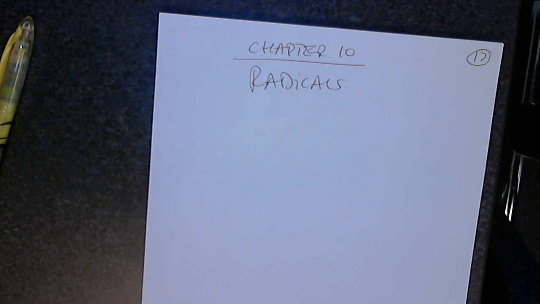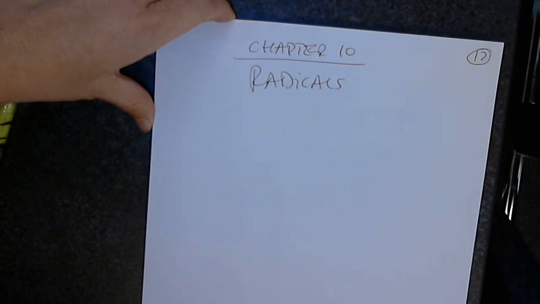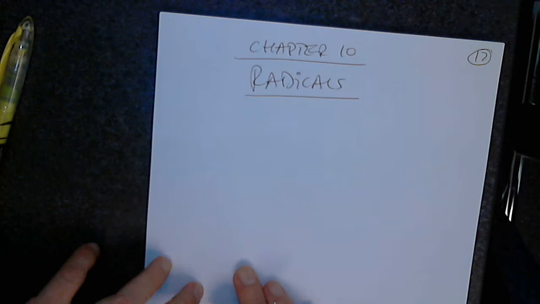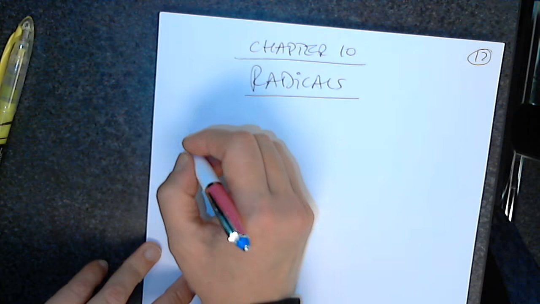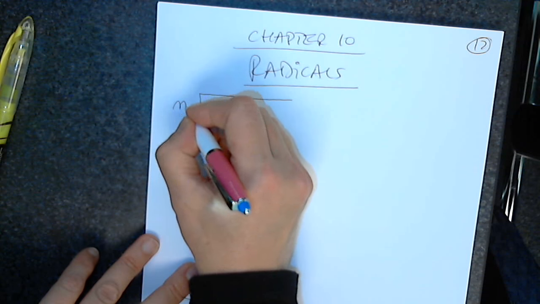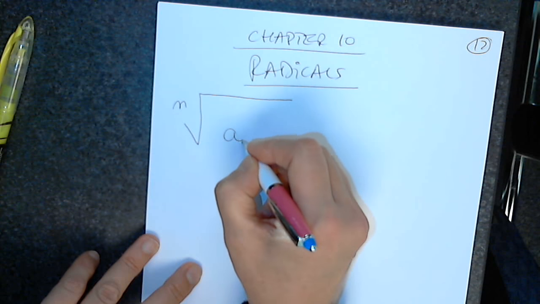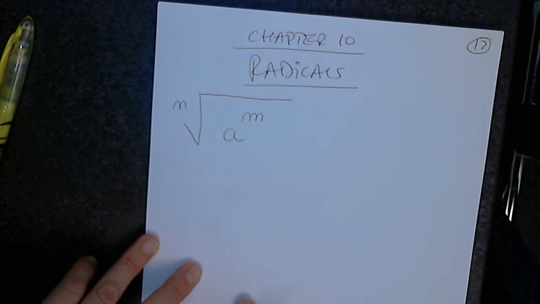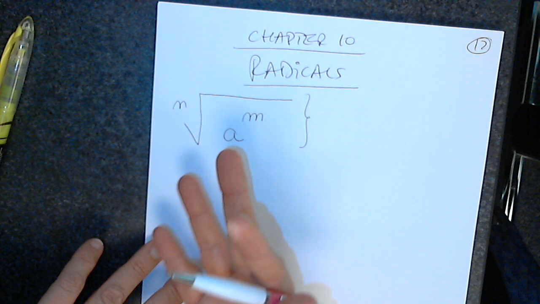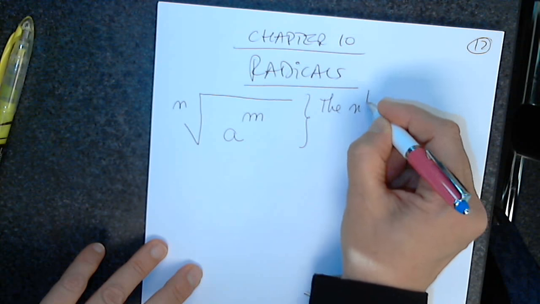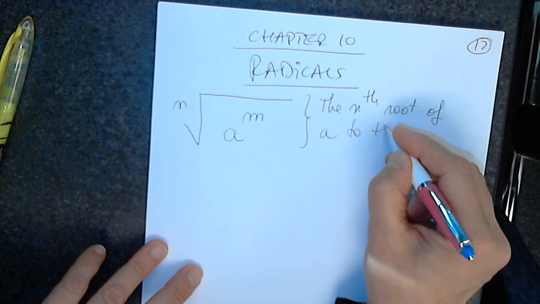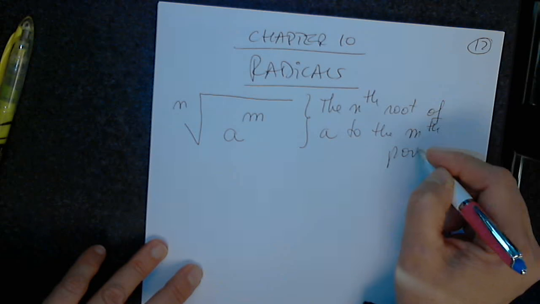Okay? So, let's start radicals. And the first thing that we have to start with is define what a radical is. And this is the most general form of a radical. I'll explain everything. This is n, lowercase n. This is lowercase a, lowercase m. So this is what we call, and I'm going to write down how we read this: the nth root of a raised to the mth power.